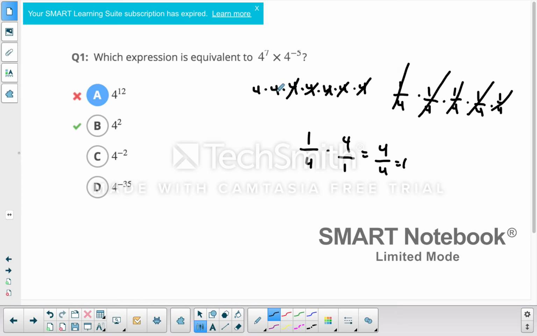So you're left with 1 times 1 times 1 times 1 times 1 times 1 times 1 times 1 times 1. It all equals 1. Times 4 equals 4. Times 4 equals 16. So that's why it's 4 to the second power. You're really left with 2 4s there.